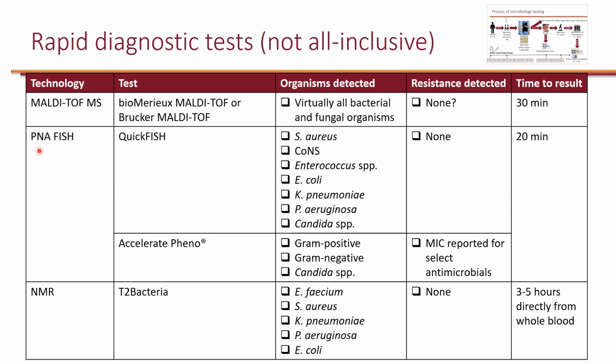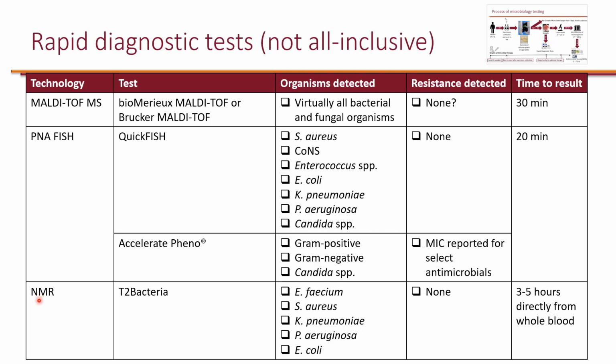And then we have PNA-FISH. There are different types, and these are also pretty fast, within 20 minutes, and again, not reliable for detecting resistance, but they can detect some organisms that are listed under them.